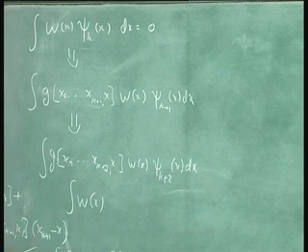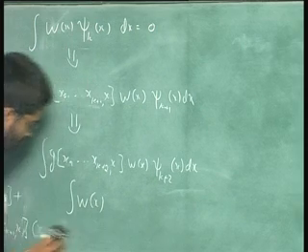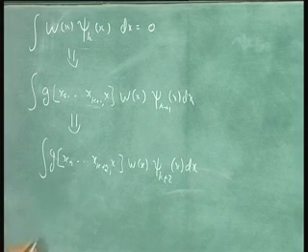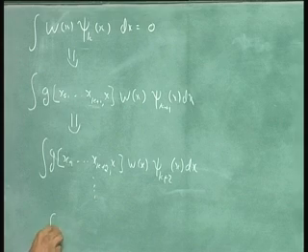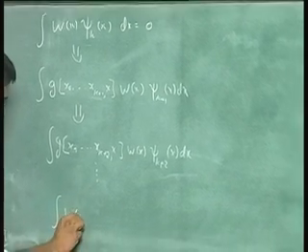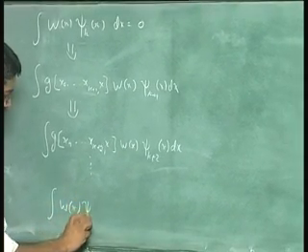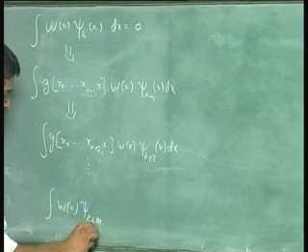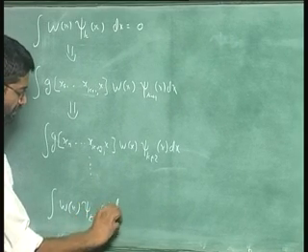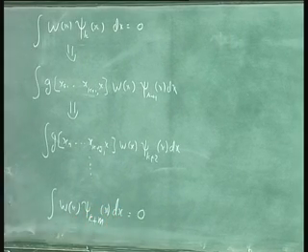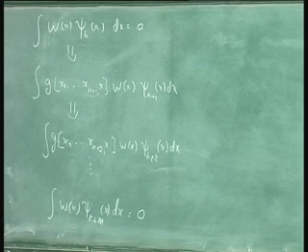Okay, so we want to continue with this. So we continue with that, and then we choose points up to such that the integral of w of x psi k plus m of x dx is equal to 0. So we will choose points up to that.